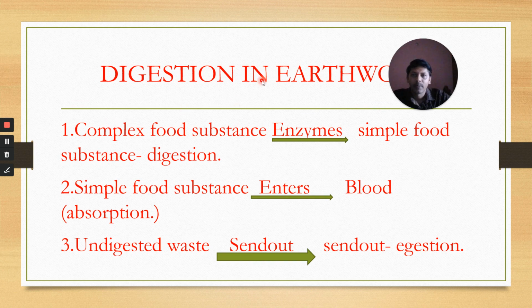Okay, now see the process of digestion here. The complex food substances are converted to simple food substances by the action of enzymes. This process is called digestion. The simple food substances enter into the blood. This process is called absorption. Undigested food is sent out. This process is called egestion. Okay, that's the end of the digestive system of earthworm.